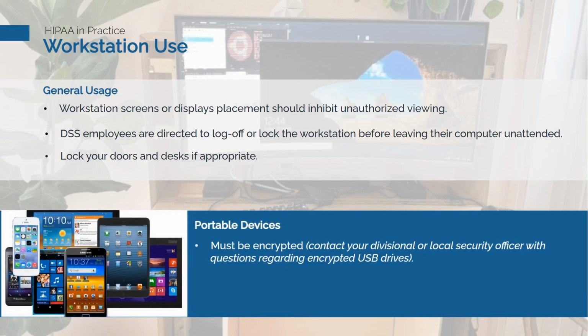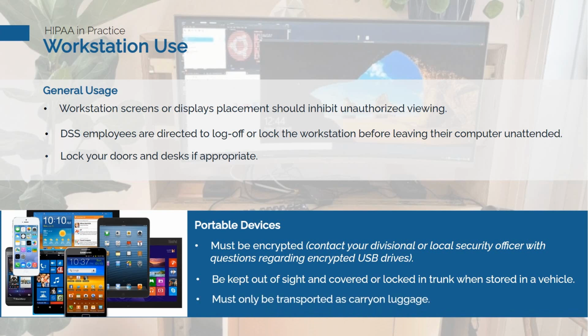Portable state-issued devices must be encrypted. If you have questions about encrypted USB drives, contact your divisional security officer for more information. Keep portable devices out of sight and covered or locked in the trunk when stored in a vehicle. Transport portable devices as carry-on luggage if you're traveling.